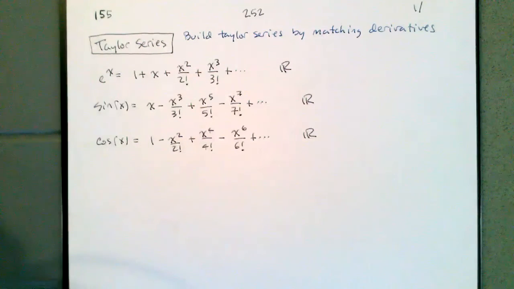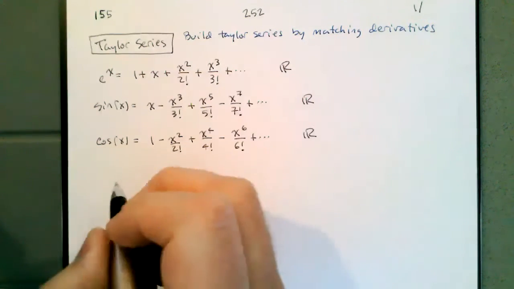We looked at e to the x, sine x, and cosine x. E to the x is the sum of x to the n over n factorial. Sine x is the alternating odd one. Cosine x is the alternating even one. We had an important realization yesterday.